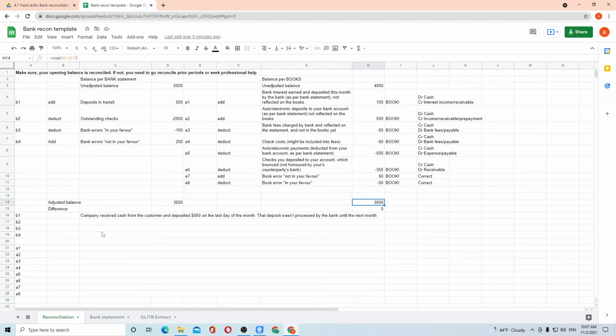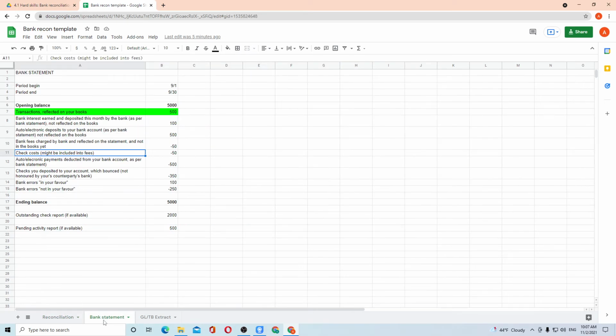For my course, I will update that template a bit with more examples. But so far, I think we got a good understanding of how to reconcile bank and books.